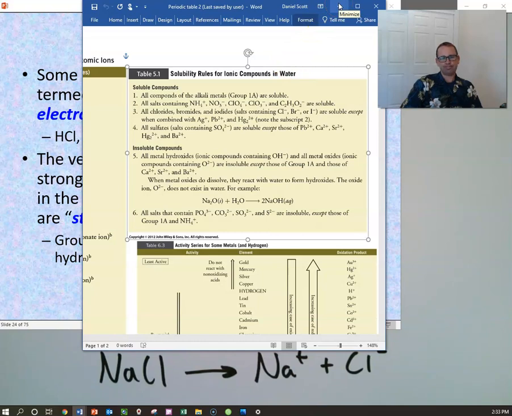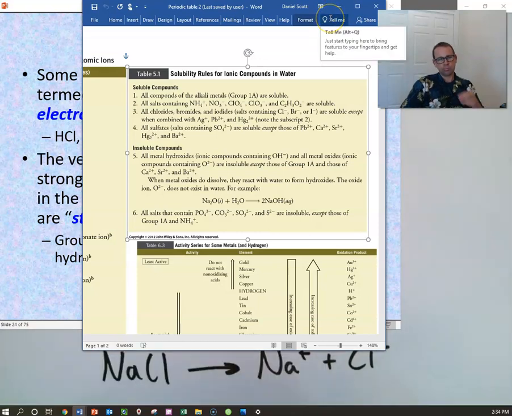I have a question. All salts containing NH4 are soluble with no exceptions, but what if it has group 6? What if it has a PO4 3- charge?